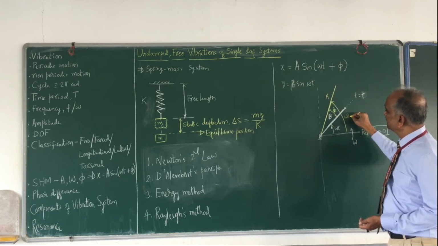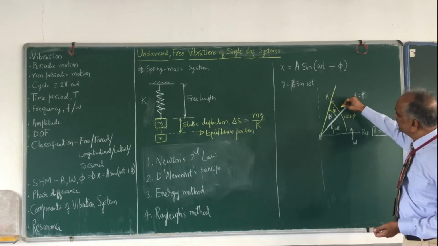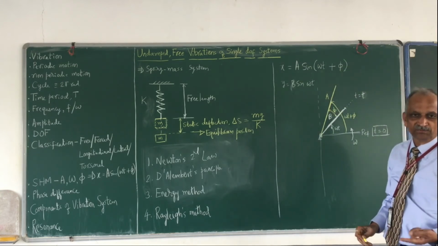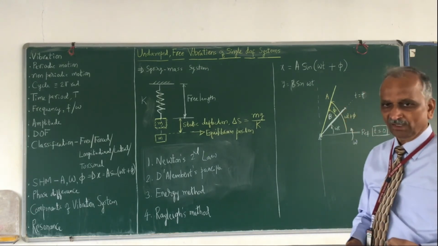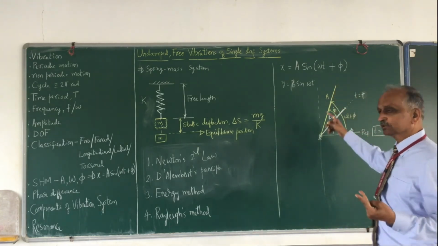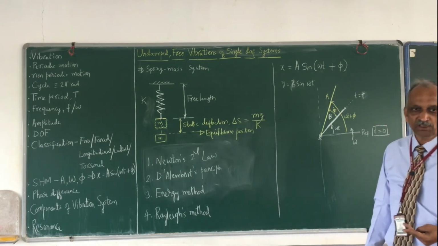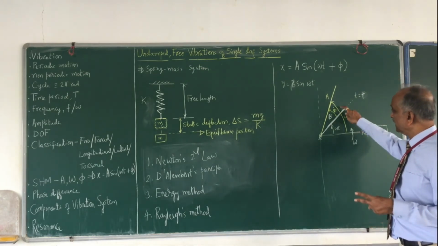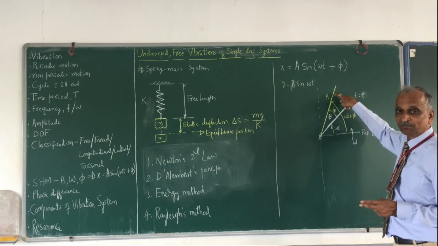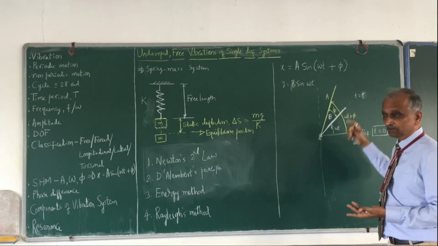This angle is omega t plus phi. So what is the angle between this vector and this vector? That angle is phi. That is the phase difference. What is phase difference? Phase difference is the angle between two vectors. What are those two vectors? Those two vectors represent two simple harmonic motions. So phi is the angle between the two vectors representing simple harmonic motions of the same frequency. That is very, very important.